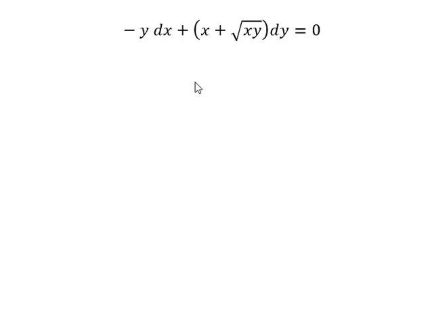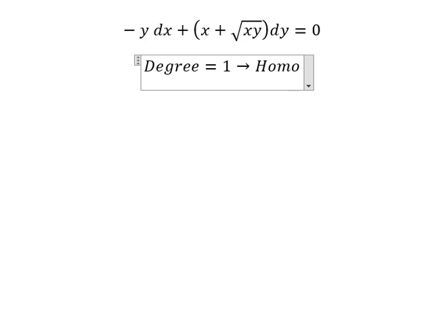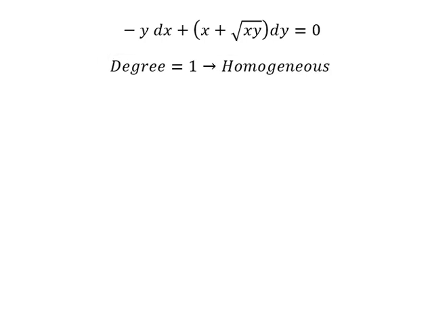So now I want to show you how to answer. We have y' = the square root of s y. That is degree number 1. So this one is homogeneous.